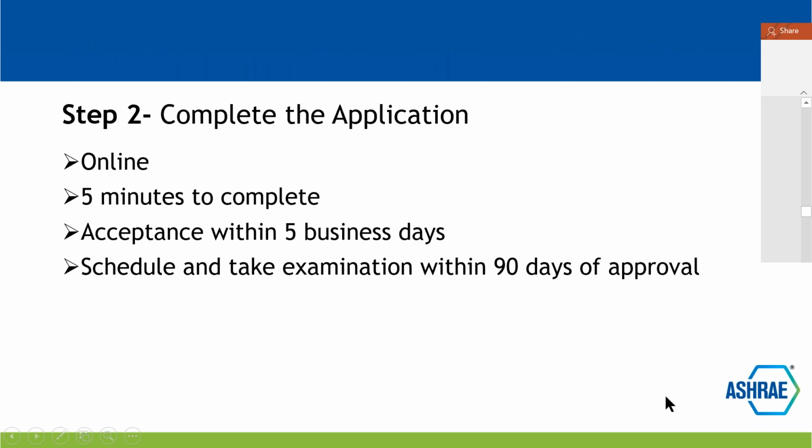Okay, so the next step is to complete an online application. It just takes 5 minutes, and you get the acceptance within 5 business days. You need to schedule and take examination within 90 days of approval. BEAP and BCxP online applications take a little more time, but not more than 10 to 15 minutes. And the reason for that is those two certifications need you to showcase the work experience also.